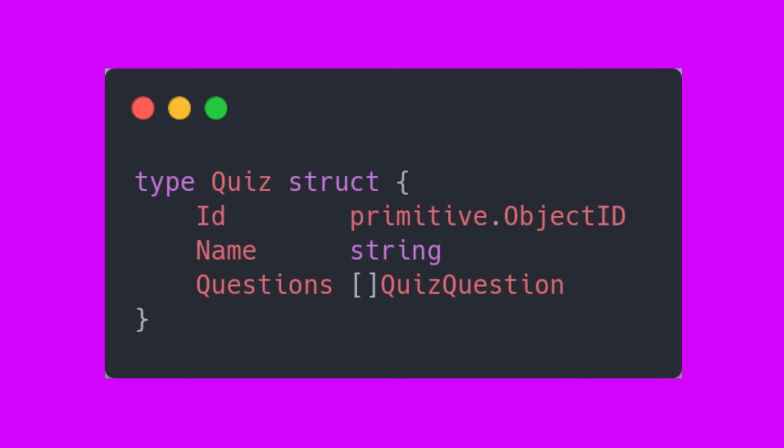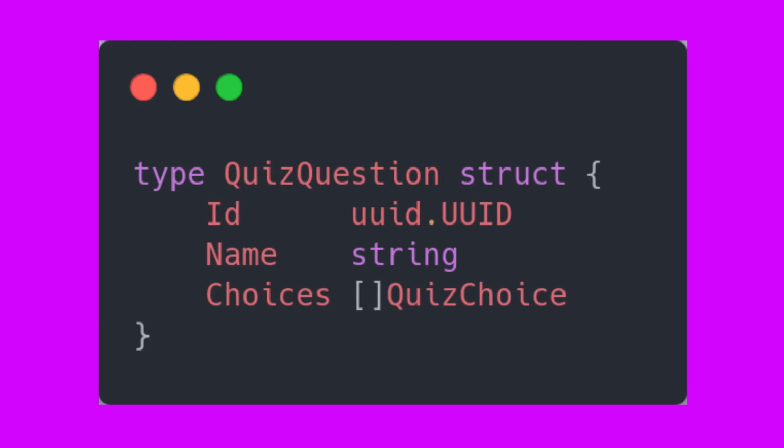So how do we model our quizzes as Golang structs? Well, it's going to look something like this. We're going to have ID, of course, and this will be of the type primitive.ObjectID, which we are going to import from the MongoDB package. And then the name of the quiz, a string, and then our friend, a slice of the quiz questions. And here we will be using the UUID package to get access to the UUID type.